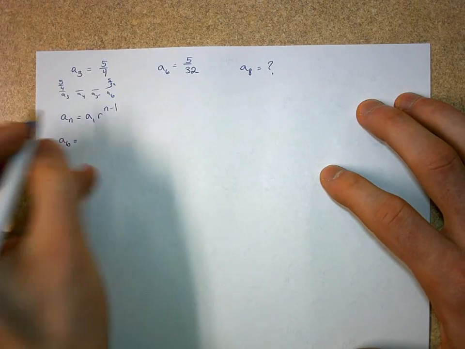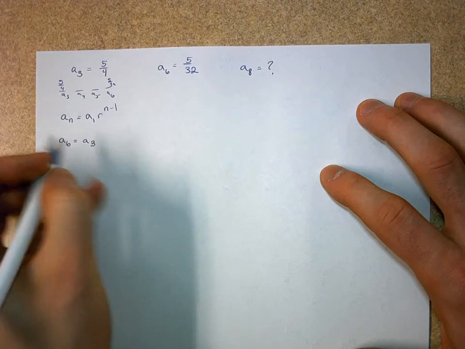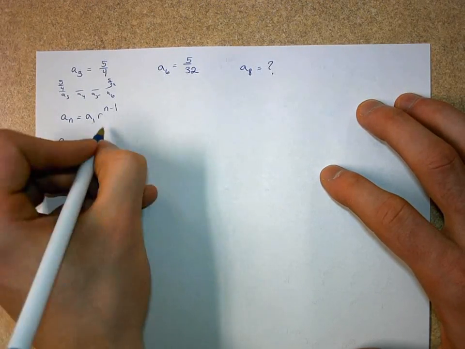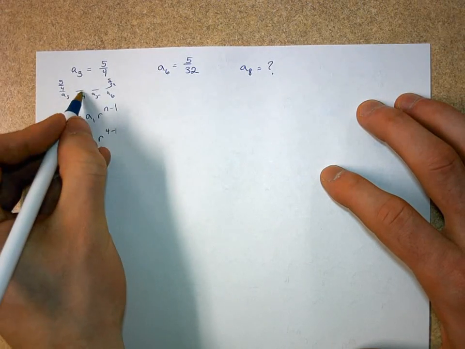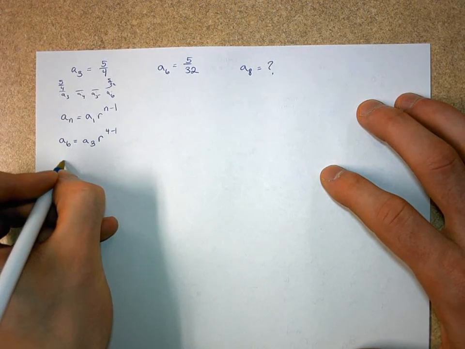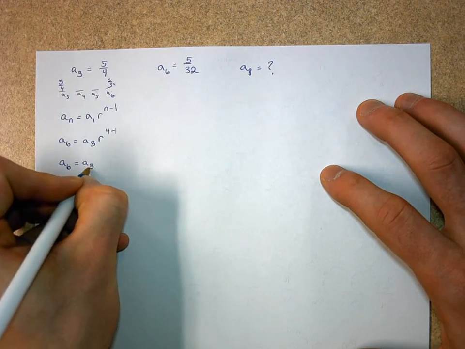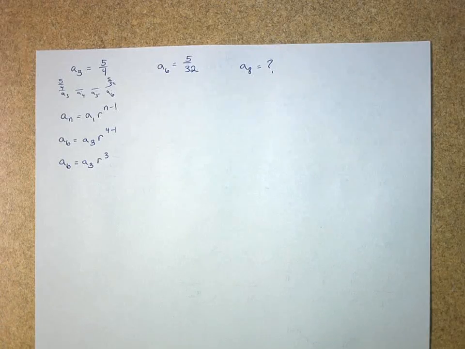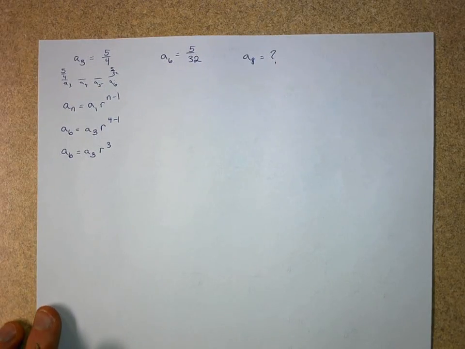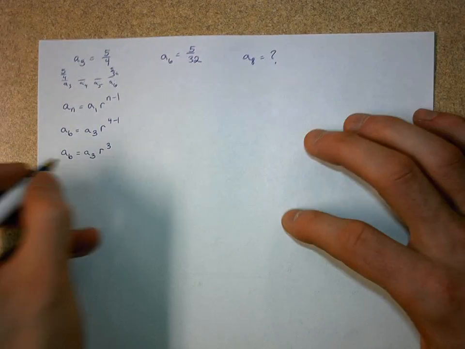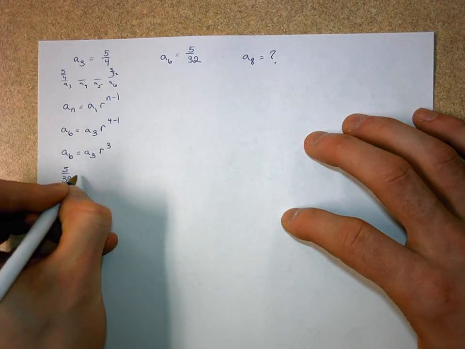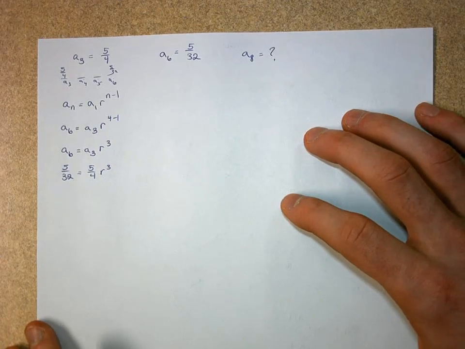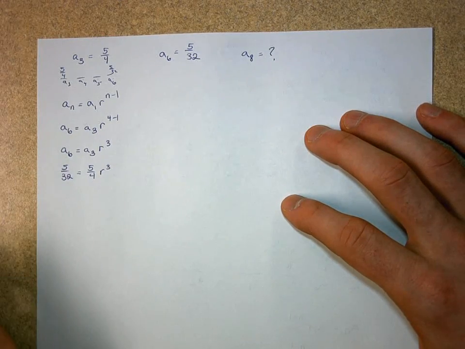So here I'm going to say A sub 6 is equal to A sub 3. This is going to be my starting value, my ending value, and then r raised to the 4 minus 1, because I see that there are 4 terms right there. So really, this is A sub 6 is equal to A sub 3 times r cubed. Now we know that A sub 6 is equal to 5/32. We know A sub 3 is 5/4. So we can solve this out.